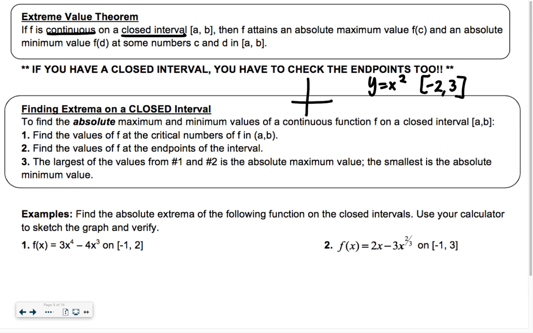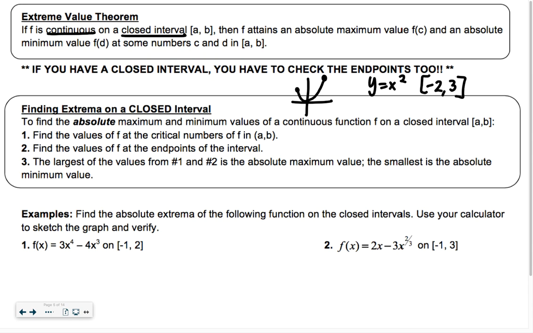You guys know what y equals x squared looks like. Normally it's unbounded. It goes up forever, right? But if I'm only between -2 and 3, do I have an absolute max and an absolute min? Yeah, does that make sense? What would the absolute max be? It'd be 9, right? Tricky. Absolute max is the y value, so 9 at x equals 3. What would the absolute min be? 0 at x equals 0, right?